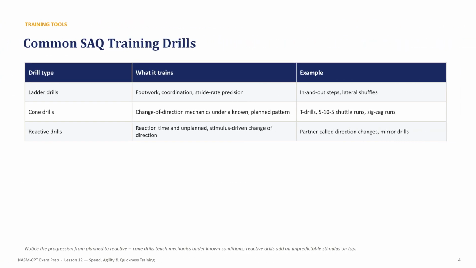Let's look at the training tools. Ladder drills. They train footwork, coordination, and stride rate precision. Think in and out steps, lateral shuffles. Cone drills. They train change of direction mechanics under a known planned pattern. Think T drills, 5-10-5 shuttle runs, zigzag runs. Reactive drills. They train reaction time and unplanned stimulus-driven change of direction. Think partner-called direction changes, mirror drills.